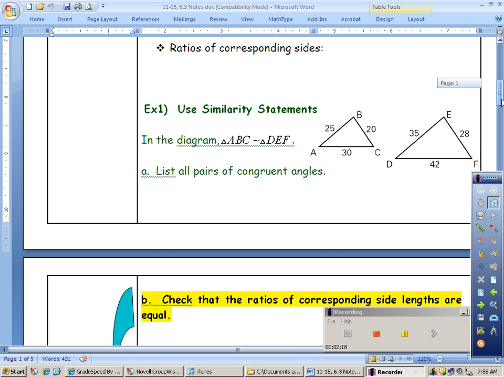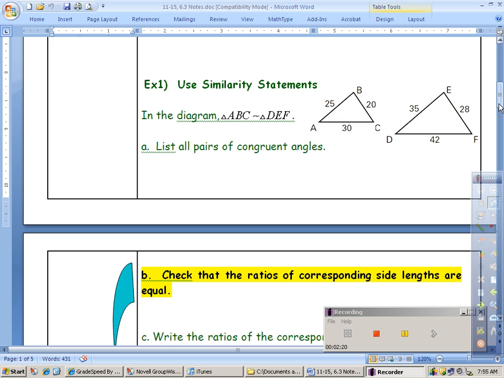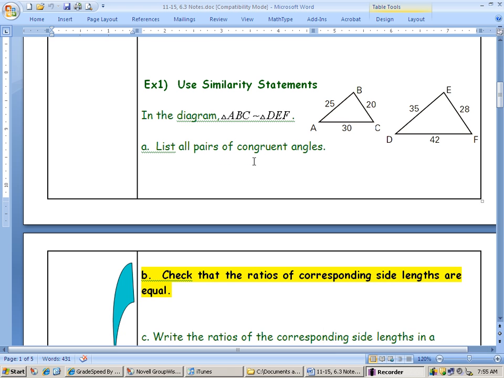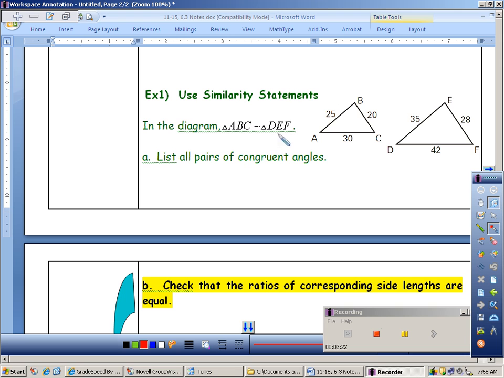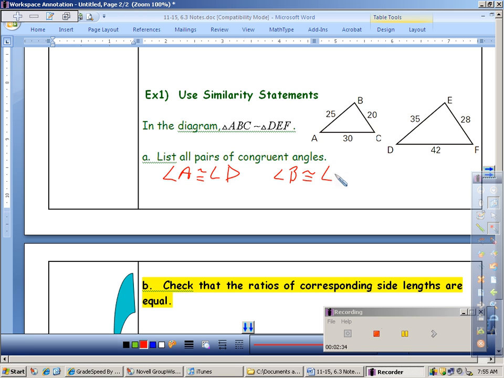In example 1, I'm going to use the similarity statement. I'm going to list all the congruent angles. So triangle ABC is similar to triangle DEF. So I know that angle A is congruent to angle D. Angle B is congruent to angle E. And last, angle C is congruent to angle F.